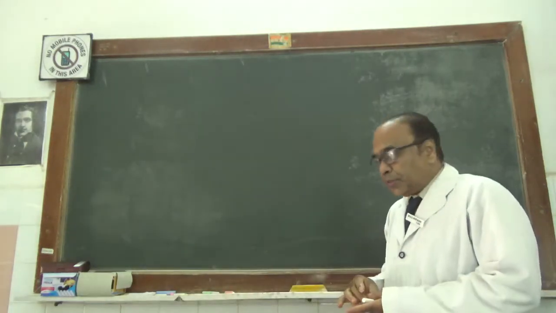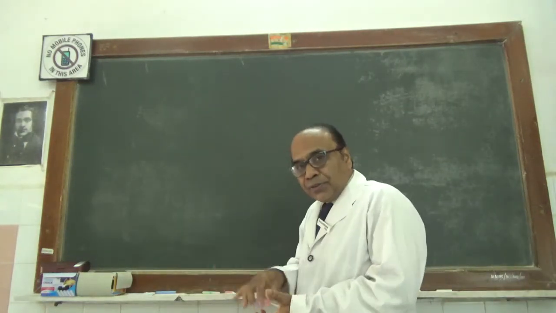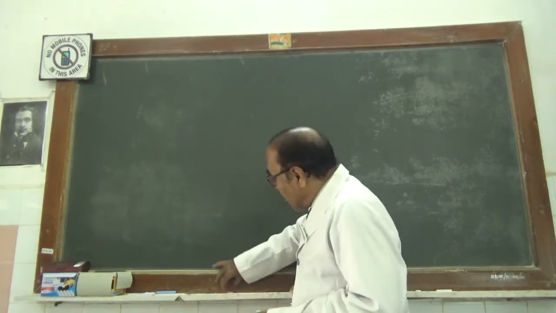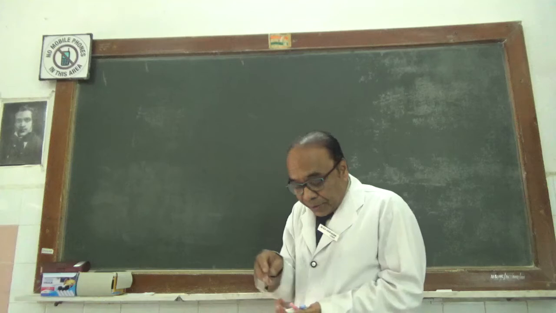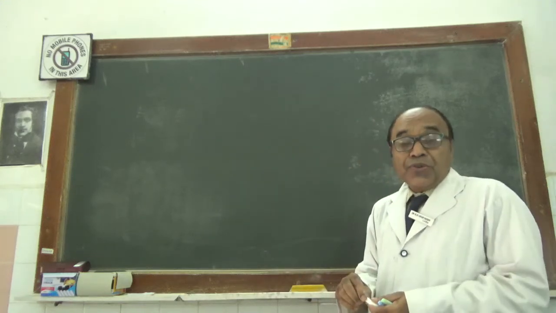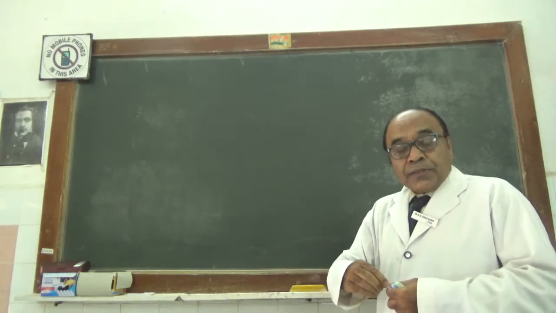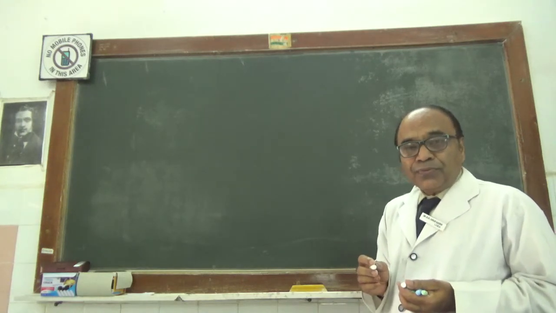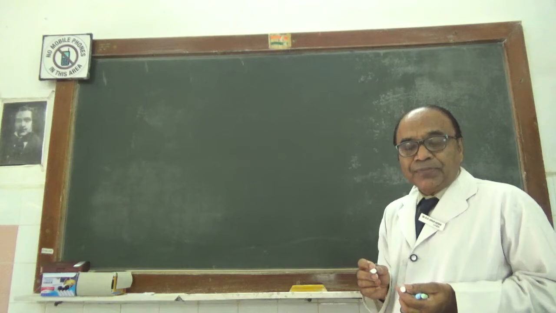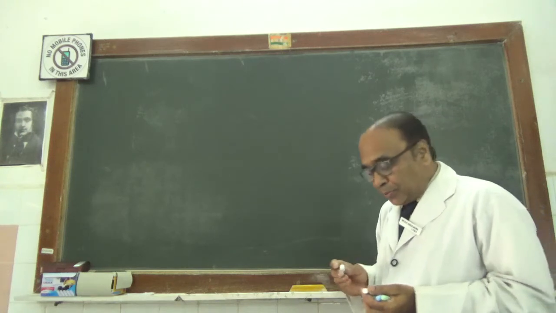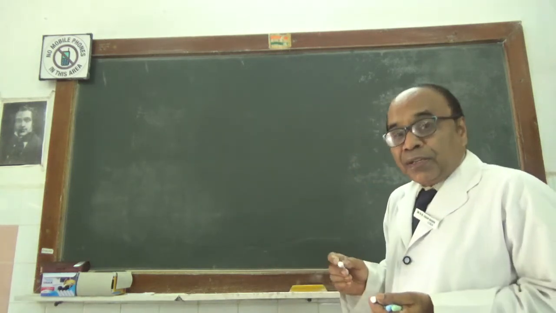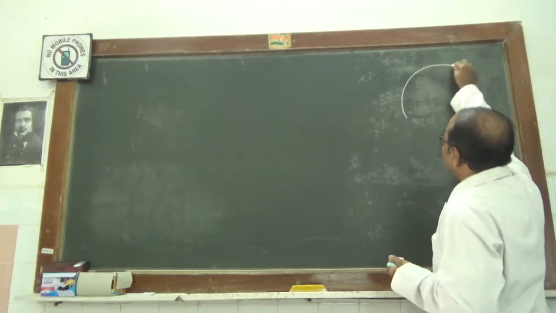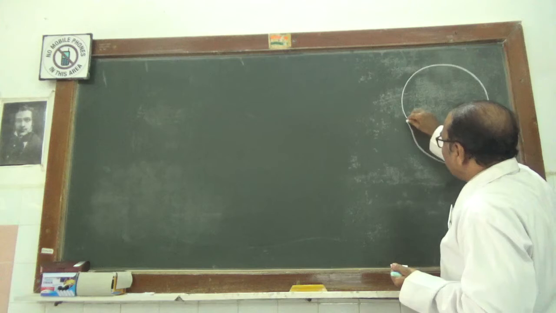So in the last class, we made it clear how the deep fascia of the forearm, that is the antebrachial fascia, helps in the formation of the compartments. Just to have a quick review of that, we will once again recap it.